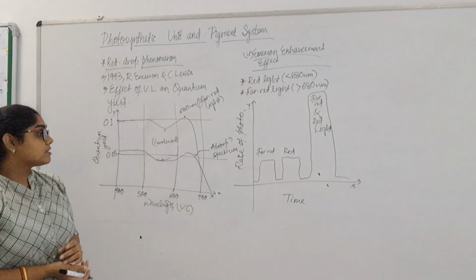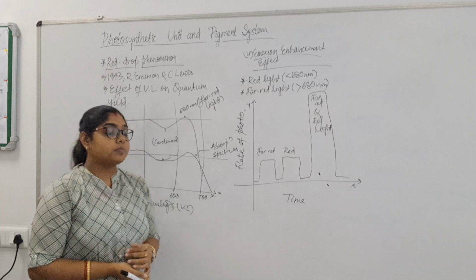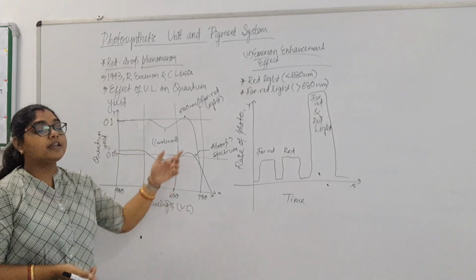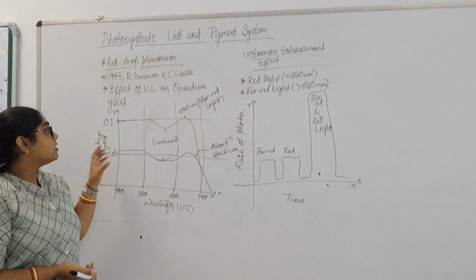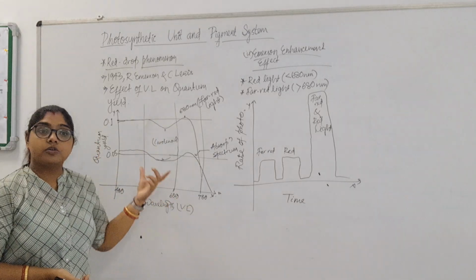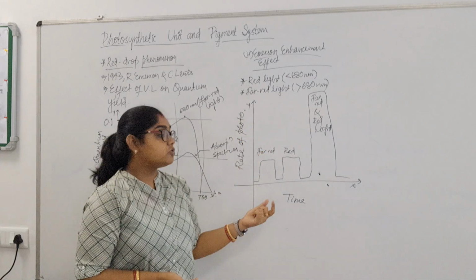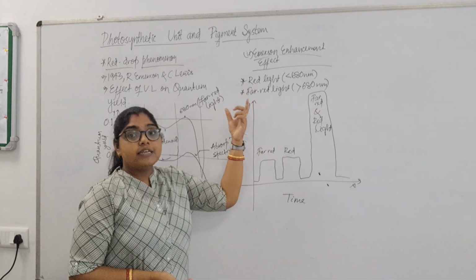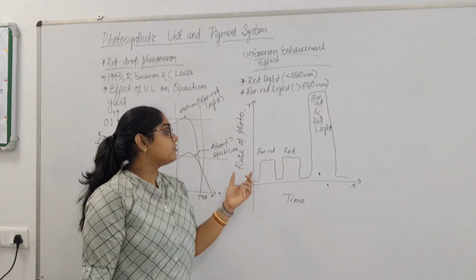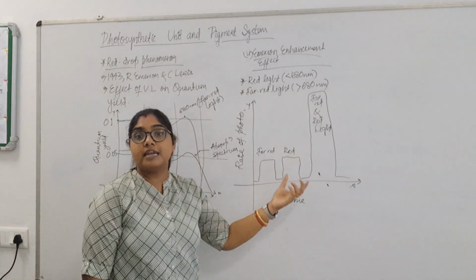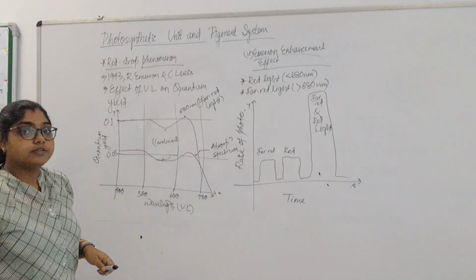So now we have discussed the red drop phenomenon and the Emerson enhancement effect. From the red drop phenomenon we understood that far red light is inefficient for the photosynthesis process, and we studied the effect of the visible light spectrum on the quantum yield of photosynthesis. In the Emerson enhancement effect, we understood that when red light and far red light beams were applied simultaneously, the rate of photosynthesis is 2 to 3 times greater. So these are the two phenomena.